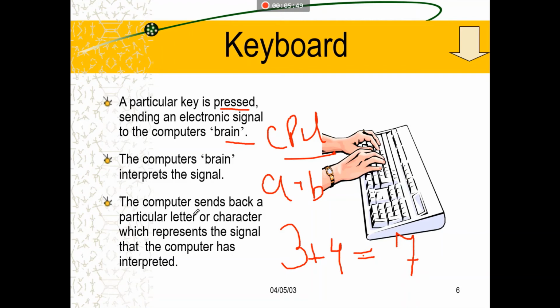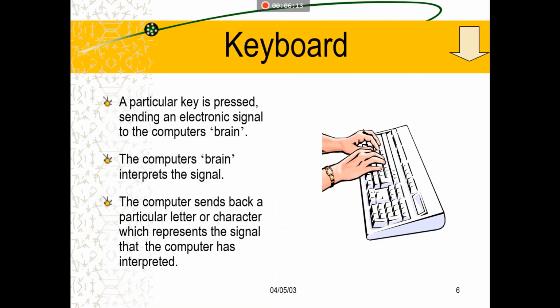So the computer sends back a particular letter or character which represents the signal that the computer has interpreted. Whatever the computer has interpreted based on our inputs and instructions, we get the outputs on the screen so that we can visualize the data on screen, or we can get a hard copy of it. Clear? So that's why the keyboard is used as an input device.